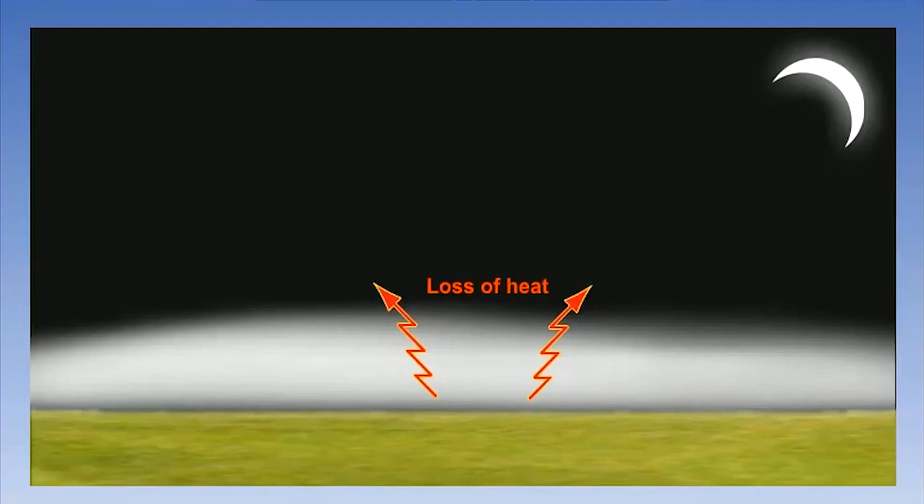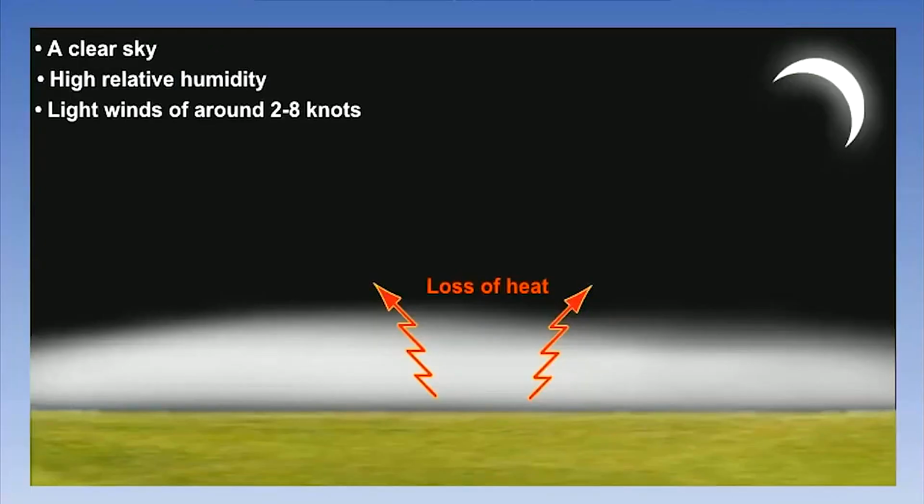The conditions that are necessary for radiation fog are a clear sky, high relative humidity, and light winds of around 2 to 8 knots. This allows some mixing of the layers of air and will continue bringing moisture down from higher levels. If the wind is calm, dew is deposited and no fog forms.